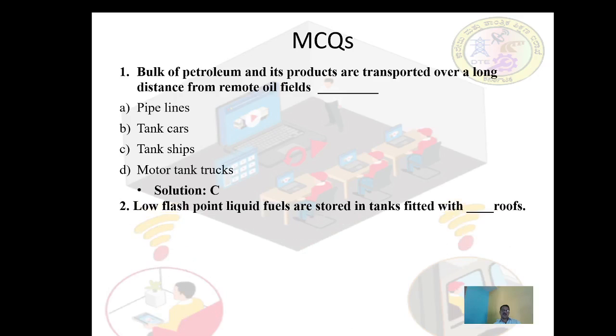Second question. Low flash point liquid fuels are stored in tanks fitted with dash roofs. Options are A flat roof, B floating roof, C conical, and D none of these. The right answer is answer B, that is floating roofs.